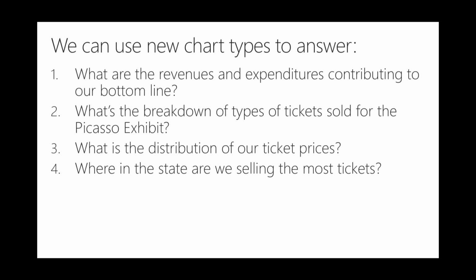So we're going to use several different new charts to answer the following questions. We'll look at what revenues and expenditures contribute to SAM's bottom line with a waterfall chart, and then we'll follow up by using a tree map to better understand the breakdown of types of tickets the museum sold for its wildly successful Picasso exhibit a couple years ago. Then we're going to move on to using a histogram to visualize the distribution of different ticket prices to better understand which kinds of customers are generating the most revenue. And then finally, we're going to use a 2D regional map to better understand where in the state we sell the most tickets.